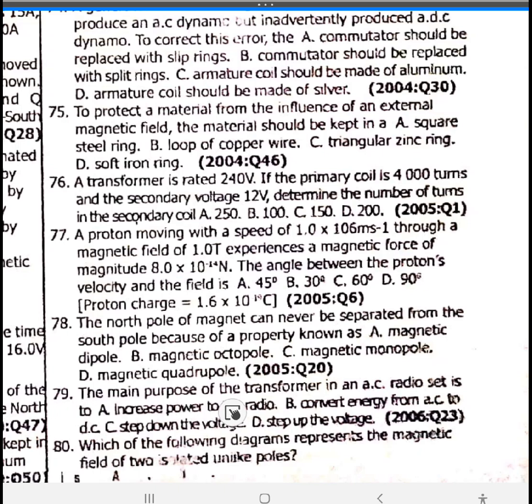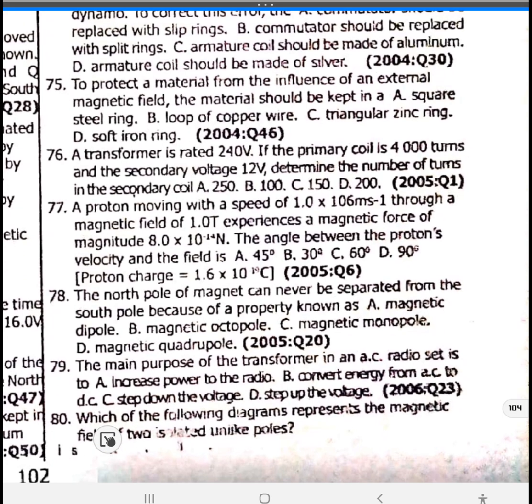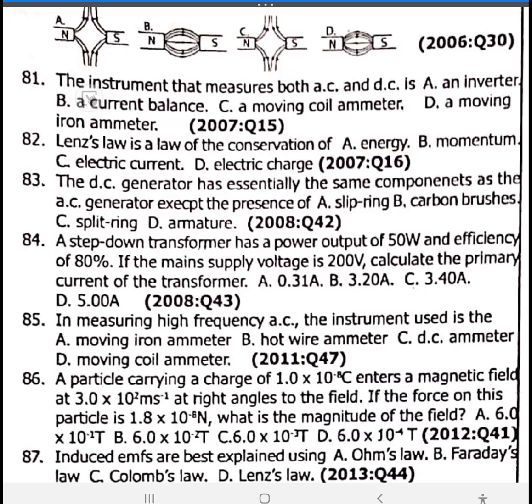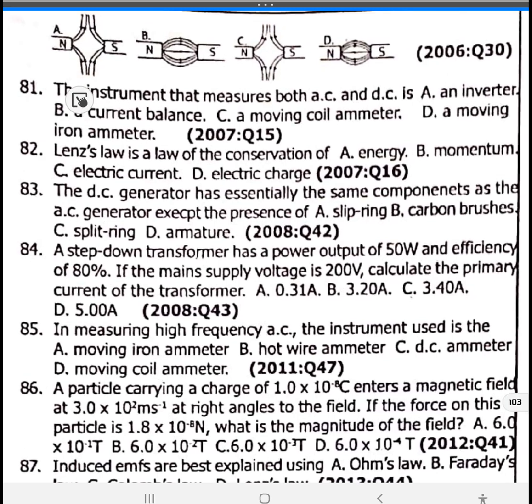79. The main purpose of a transformer in an AC circuit is to step down the voltage, because high voltage is dangerous. 79 is option C. 80. Which of the following diagrams represents, we cannot even see the diagrams. Continuing, number 80 is option C.